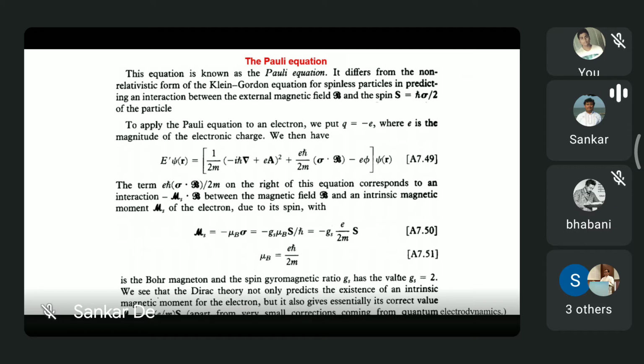And this is defined, as you can see here, ms is equal to minus μB σ. So this is how the spin σ is related to μs with the Bohr magneton, and then σ is related to the spin operator S in this form, and therefore we define the spin gyromagnetic ratio. The intrinsic magnetic moment ms of the electron takes the form minus gs e/m S.